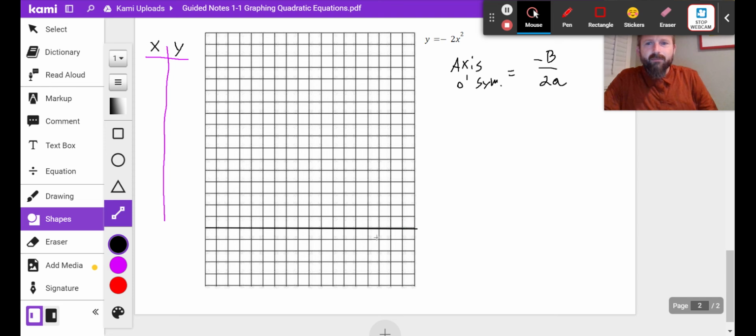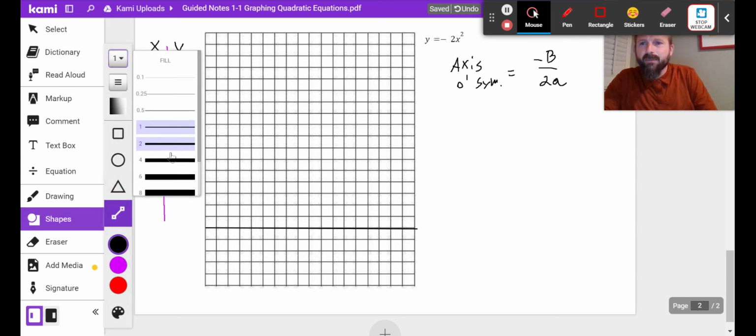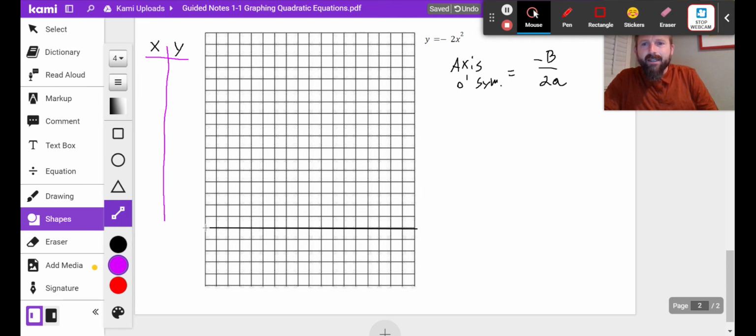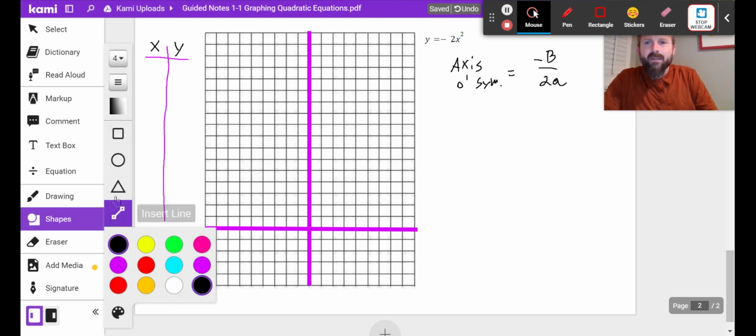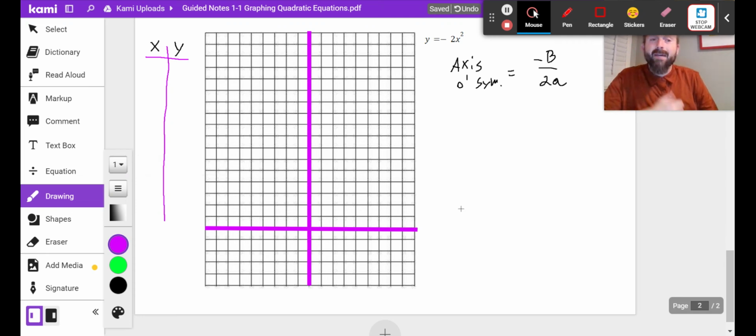All right, so first off, I'm not going to draw my line anymore. I should probably make it a little bit thicker. I'm going to draw in my axes by making lines like the following. There we go. The next thing I'm going to do is find my axis of symmetry. I look at this equation, I see it's -2 is the A, so I'm going to go 2 times -2, and then my B is nothing. There's no plus x here. Well, what's nothing? 0. So why don't we put a 0 right there?